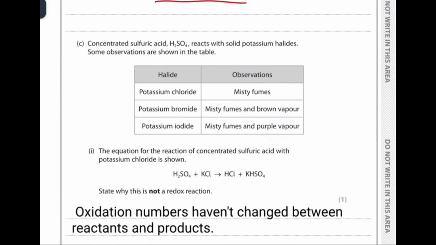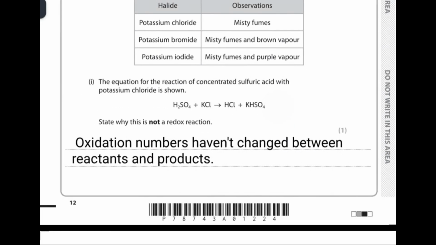Okay, part C. Concentrated sulfuric acid H2SO4 reacts with solid potassium halides. Some observations are shown in the table. So we can see some observations with different potassium halides. In Roman 1, they are asking about the equation for the reaction of concentrated sulfuric acid with potassium chloride. State why this is not a redox reaction. Right? So once you work out the oxidation numbers, you can find that the oxidation number of any element in these compounds in this reaction hasn't changed. So oxidation numbers haven't changed between reactants and products. Therefore, this is not an example of a redox reaction.